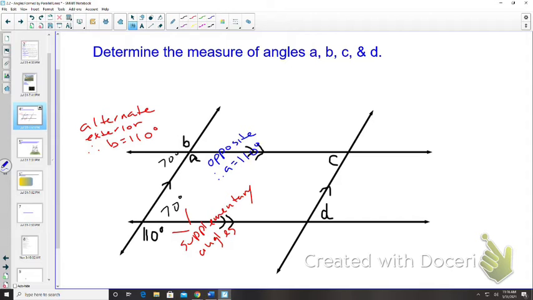So we're good up here, right? So we know this is 110, and we know this is also 110. Then, across from the 110 on the bottom right there, wouldn't that just be 110 too?